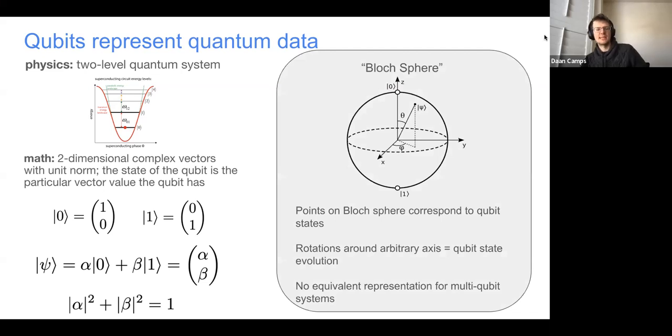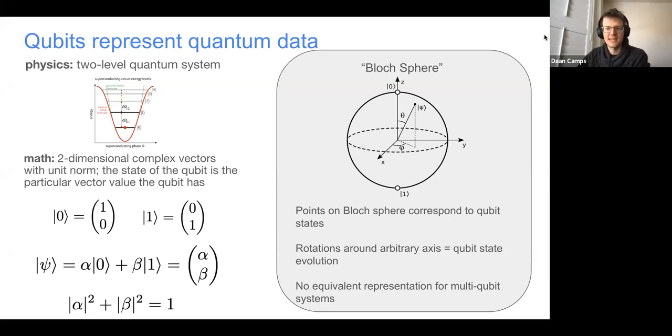And we can represent the state of a qubit graphically in a picture known as a Bloch sphere, shown on the right of the slide. Here we show the 0 state on the north pole of the sphere and the 1 state on the south pole, and any state psi can be represented as a point on this sphere. So it can be parameterized by 2 angles. And the evolution of the state of a qubit corresponds to a rotation around an arbitrary axis of the state on the Bloch sphere.